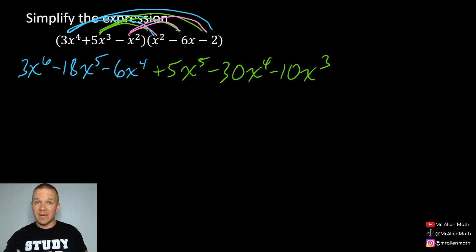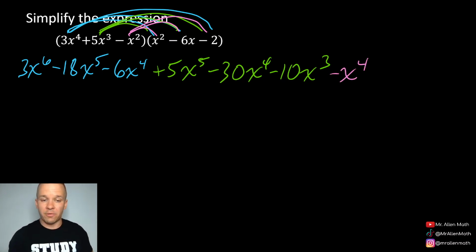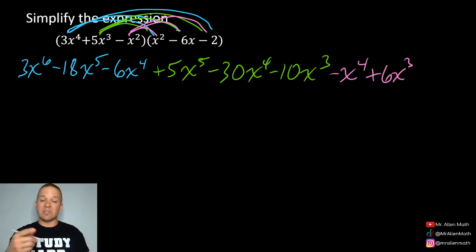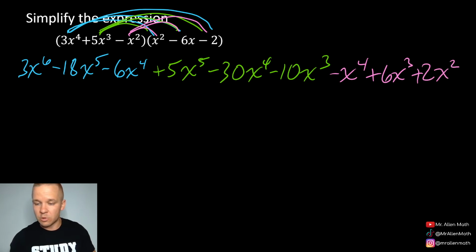Last one, negative x squared multiplied to all three parts in the second trinomial. So I got negative x squared times x squared. That gives me negative x to the fourth, right? Don't think those cancel. I think some people are like, oh, do they just go away? Poof. No. All right, negative x squared times negative 6x is going to give me positive 6x cubed. And then negative x squared times negative 2 gives me positive 2x squared. Almost ran out of room there.